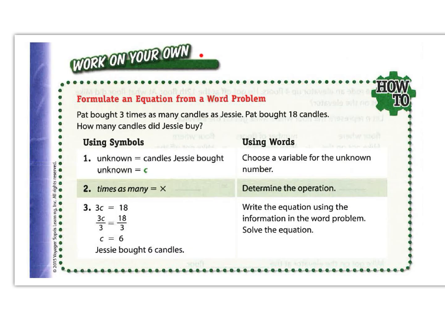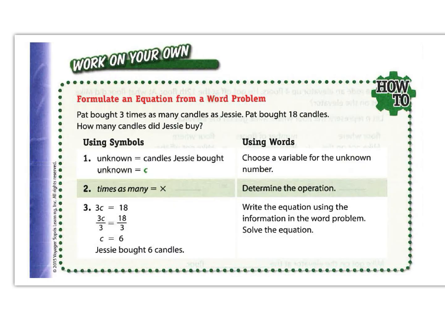Okay, before you work on your own, here is a review. Formulate an equation from a word problem. Pat bought 3 times as many candles as Jessie. Pat bought 18 candles. How many candles did Jessie buy? So our unknown is the number of candles that Jessie bought. So unknown is going to be C. So we just choose a variable for the unknown number. When you are doing your own problem, you can pick whatever variable you want, whatever letter.